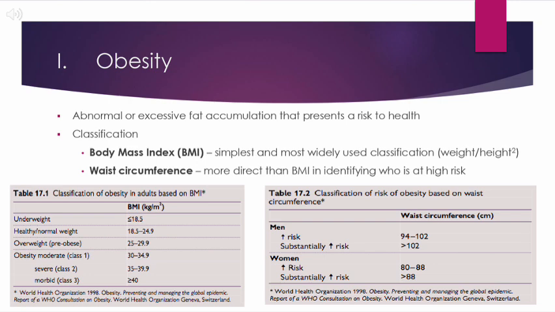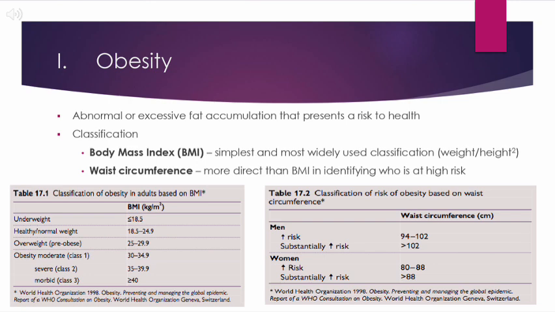Now, let us look at the classification based on waist circumference, as shown in the second table. For men, a waist circumference of 94 to 102 centimeters indicates increased risk. If it is more than 102 centimeters, this indicates a substantially increased risk. For women, a waist circumference of 80 to 88 centimeters indicates increased risk. And more than 88 centimeters indicates a substantially increased risk.